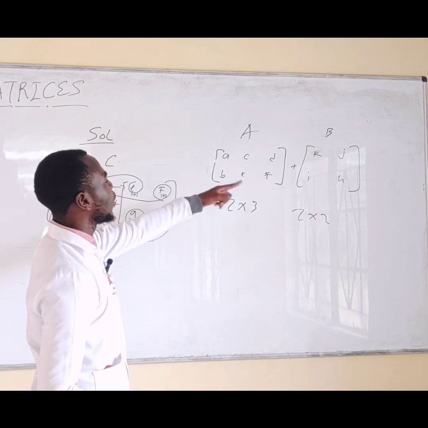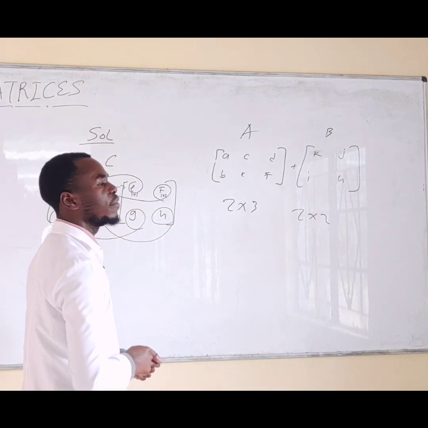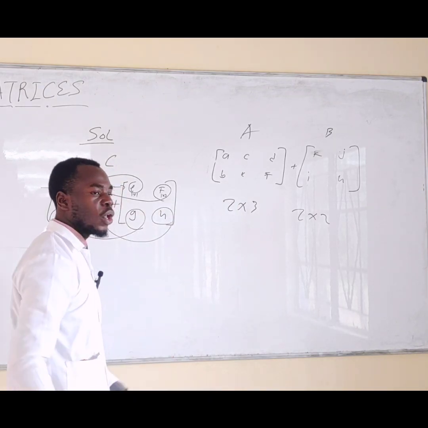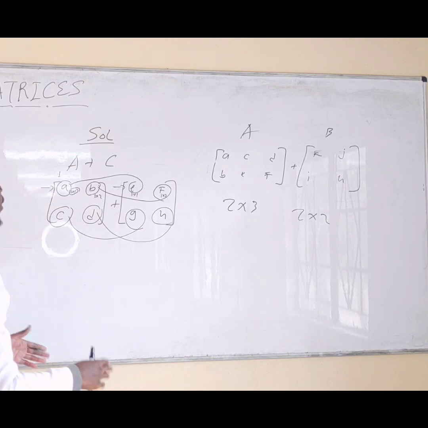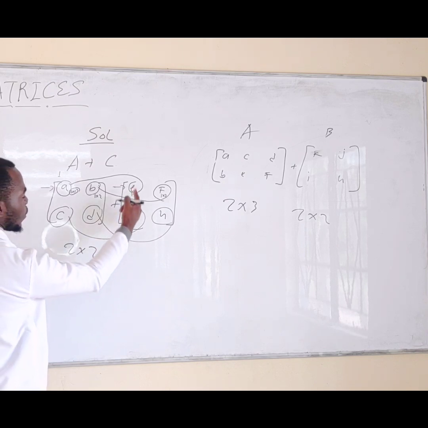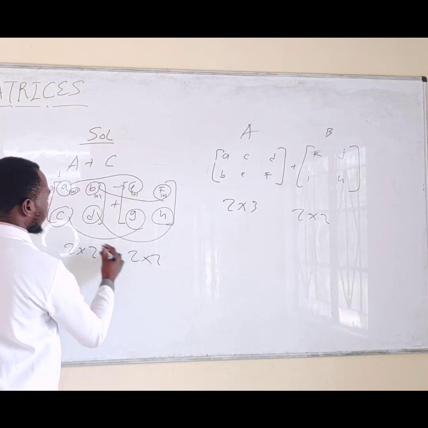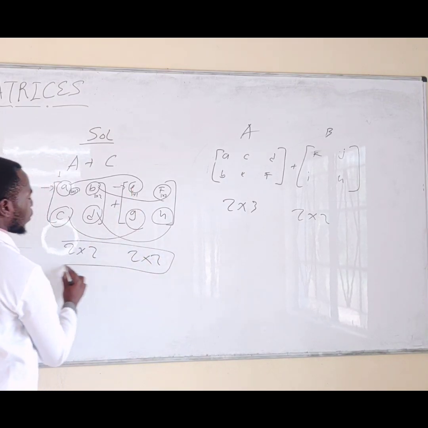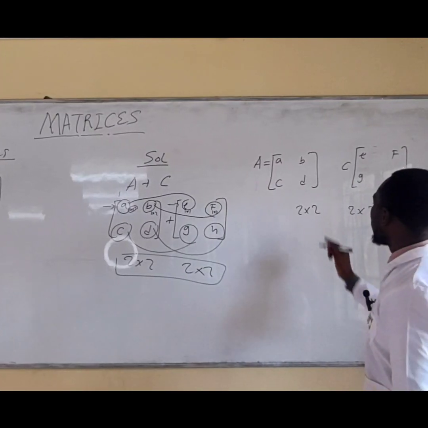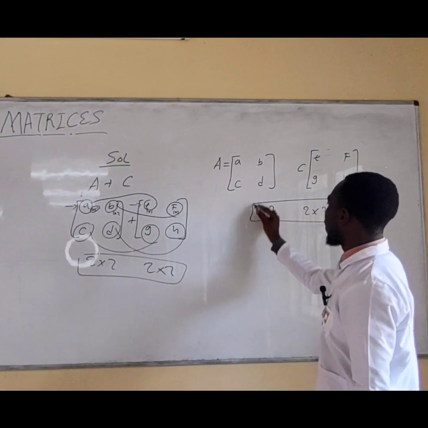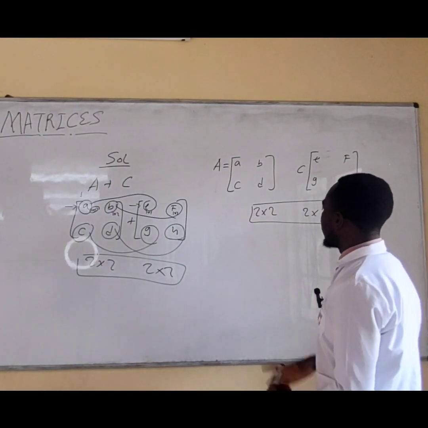These two matrices, you can't add them because they have different orders. You can only add matrices that are of the same order. For example, this one is 2 by 2, and this is 2 by 2. Simply means these two matrices, you can add them. So adding these two matrices is valid. Then you can proceed.